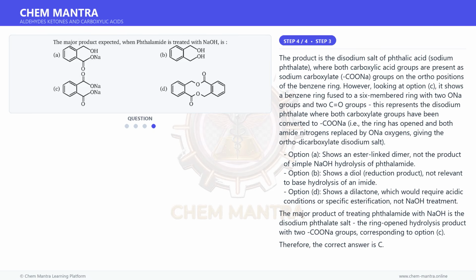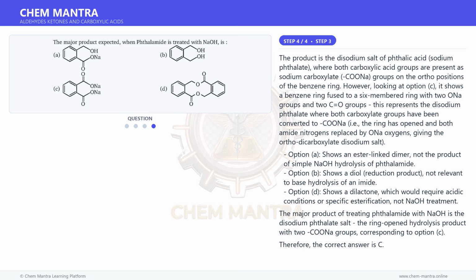And for the final step, the product is the disodium salt of phthalic acid, sodium phthalate, where both carboxylic acid groups are present as sodium carboxylate, COONa, groups on the ortho positions of the benzene ring.